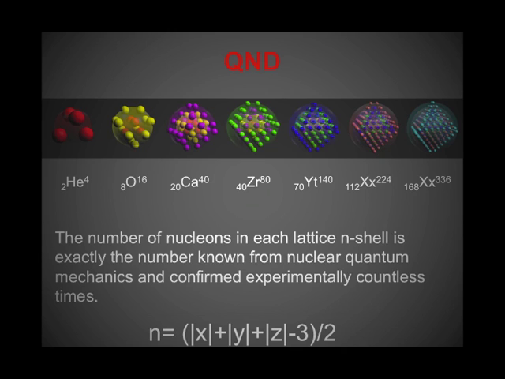Here are the first 7 n shells and their experimentally known nucleon occupancies, all built around a central tetrahedron. Significantly, all the other quantum numbers that are used to describe nuclear energy states can be similarly calculated in the lattice. Just as there are no 2 lattice sites with the same lattice coordinates, there are no 2 nucleons with all of the same quantum numbers. Each site is unique, as is each quantum state.